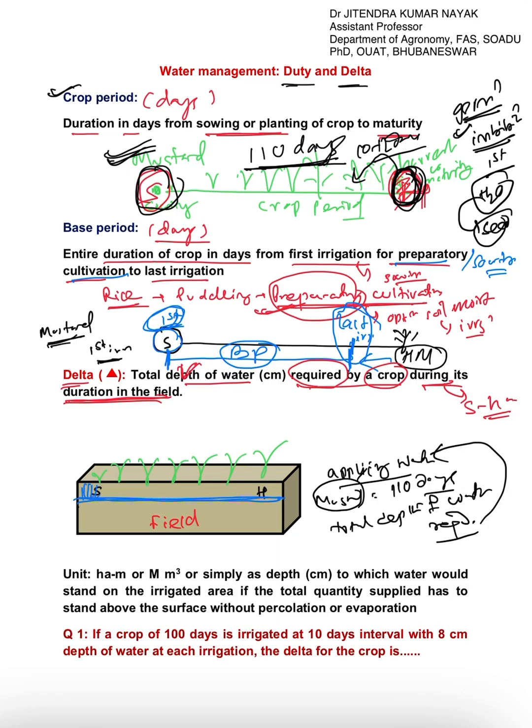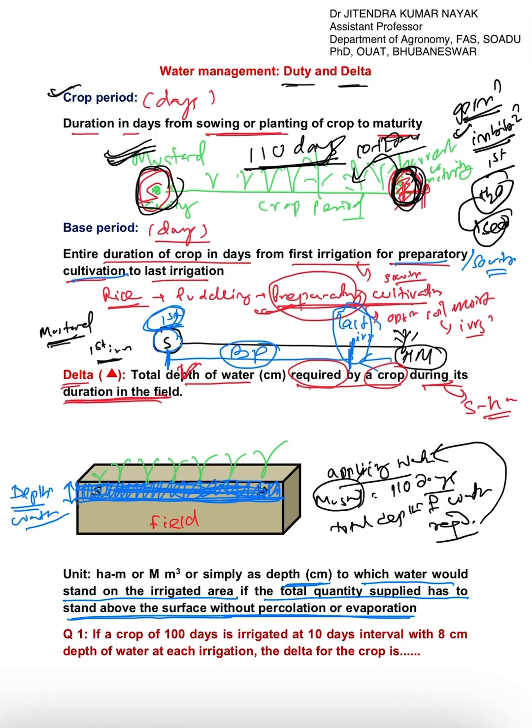Suppose we are applying this much water throughout the crop period of the mustard. The unit we mostly express this in is centimeter. Delta means the depth of water required by the crop, the total depth of water required by the crop. This is the depth to which water would stand on the irrigated area if the total quantity supplied had to stand above the surface without percolation or evaporation.